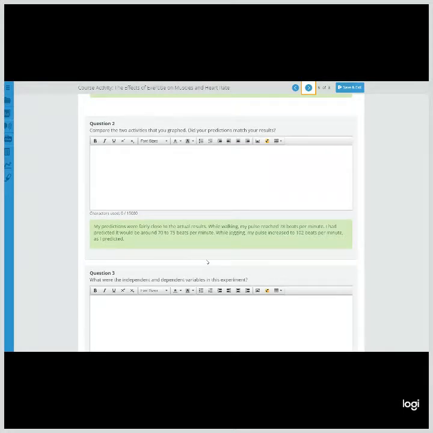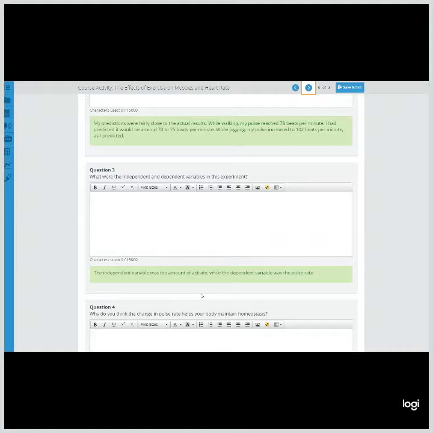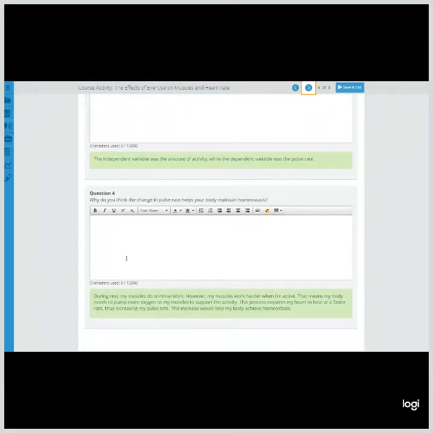Compare your two activities that you graphed. Did your prediction match your results? So this is either just explain, yes, your prediction did match it, or no, your prediction didn't match it, and why. Now, right here, we're trying to figure out what your independent and dependent variables are in this experiment. So your independent variable is the activities you chose to do, walking or running. Now the dependent variable is your pulse rate. So just go ahead and write that down on question number 3.